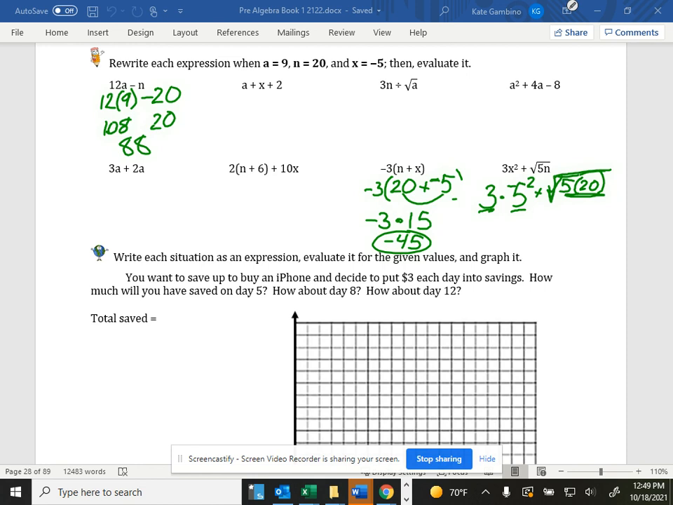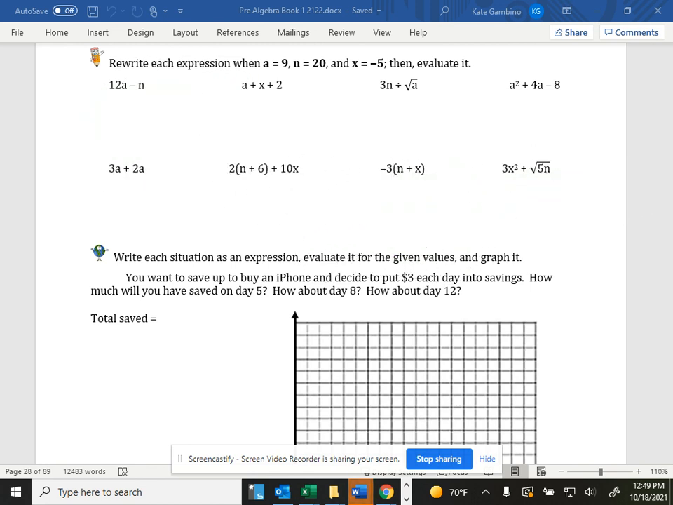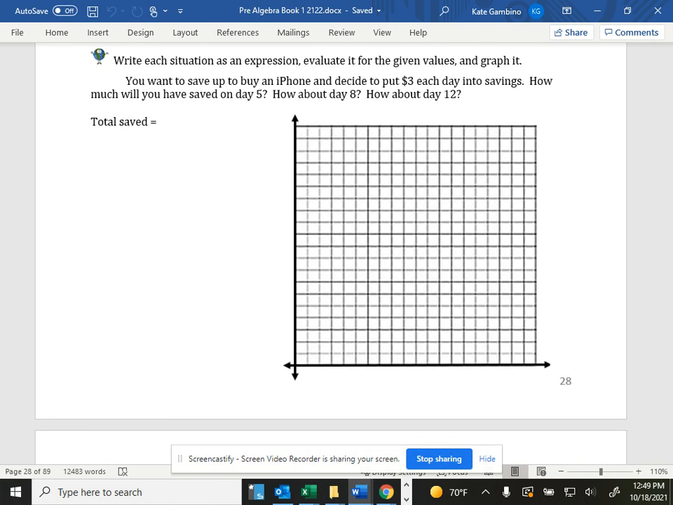So now, because I know we know how to break down our order of operations, let's look at that next part. Write each situation as an expression, evaluate it for the given values, and graph it. Oof. So we're adding one more step for us. You want to save up to buy an iPhone and decide to put $3 each day into savings. How much will you have saved on day 5? How about day 8? How about day 12? And then you need to have total saved. So let's look at how we do that.